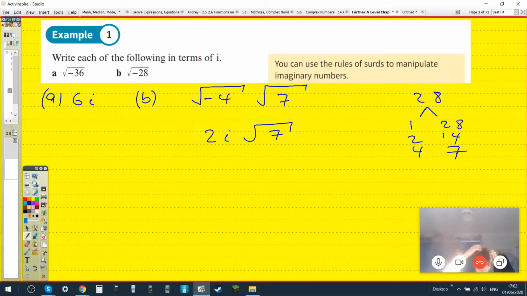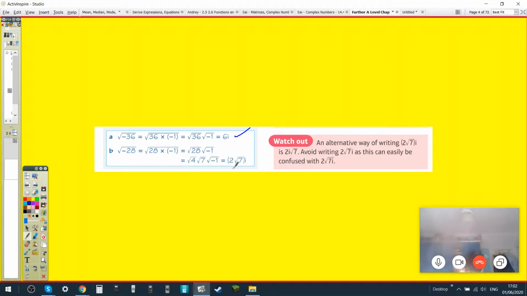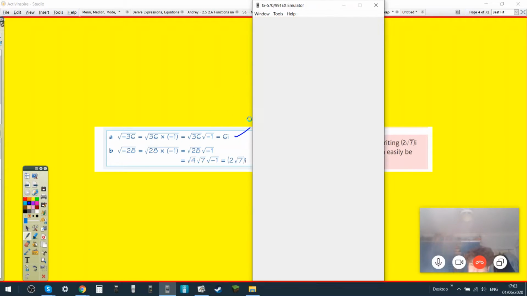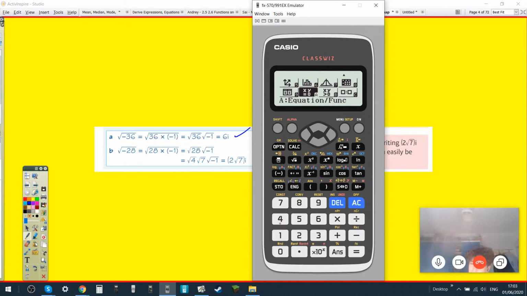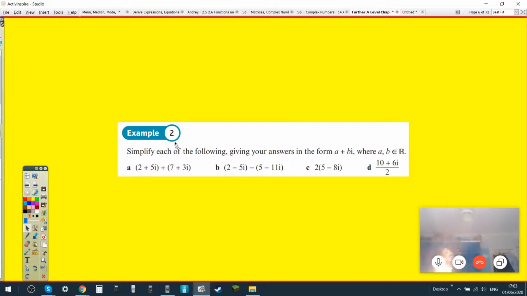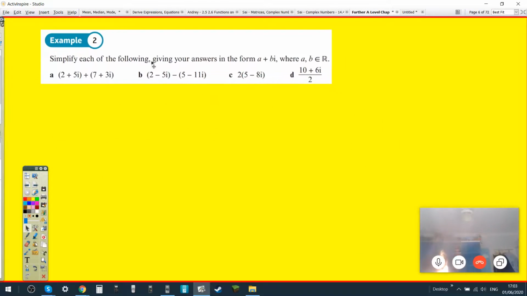Let's take a look. 6i and just 2 root 7i. That's how they write it. It's the same thing. 2i root 7, 2 root 7i. And I just want to try something. Calculator. Square root minus 36. Nope, doesn't like it. Maybe there's an option in there somewhere.